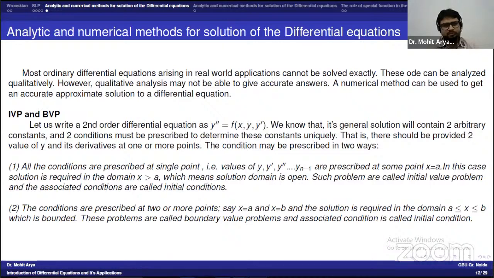The second, the conditions are prescribed at two or more points, say x equal to a and x equal to b, and the solution is required in the domain AB, the closed interval AB, which is bounded. These problems are called boundary value problems and the associated conditions are called boundary conditions.